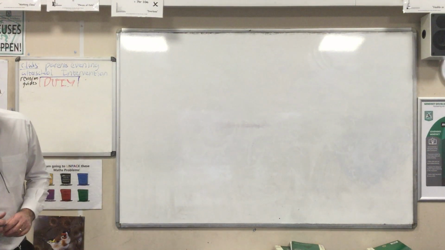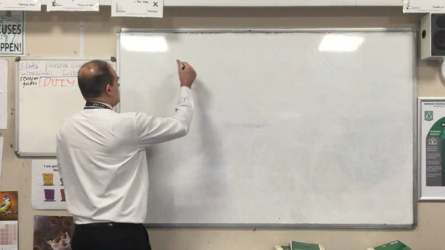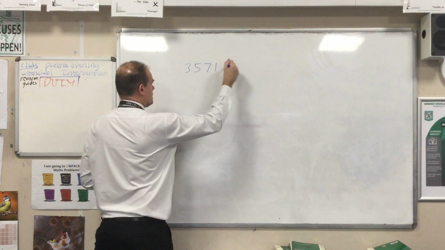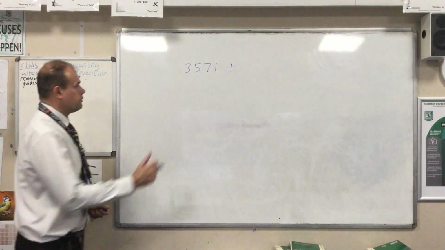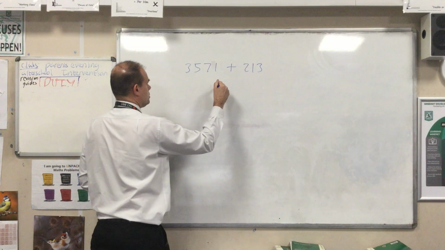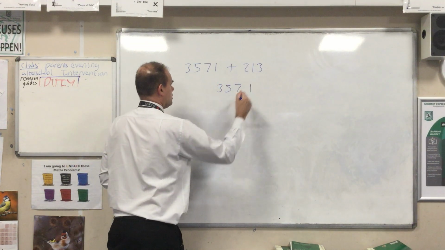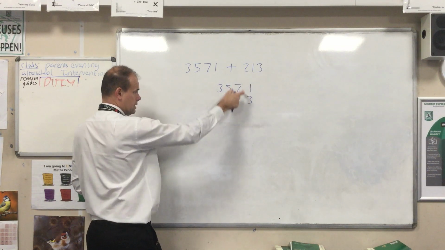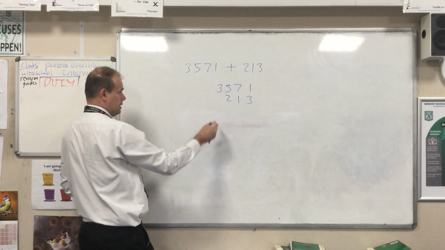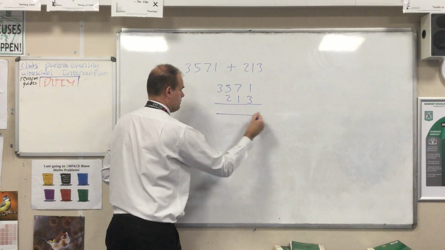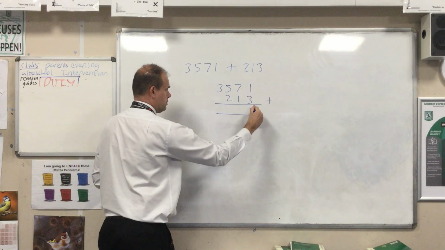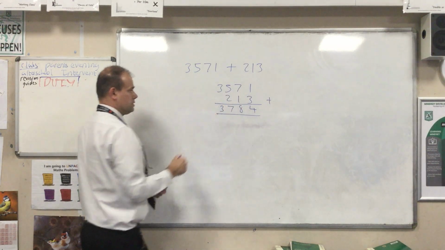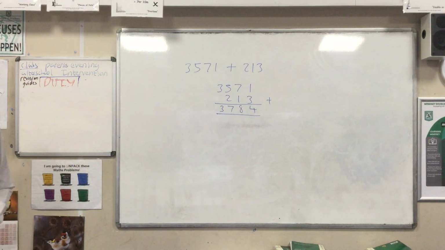Okay, so let's do an example on the board here. Let's say I wanted to do 3,571 and I wanted to add on 213. So what I would do is put 3,571 at the top, 213 underneath. Notice everything's lined up neatly. There's the units, there's the tens, there's the hundreds, and there's the thousands. And then you put a line there and you start adding. So 1 and 3 makes 4, 7 and 1 is 8, 5 and 2 is 7, and 3 and nothing there, 3,784. Very easy.